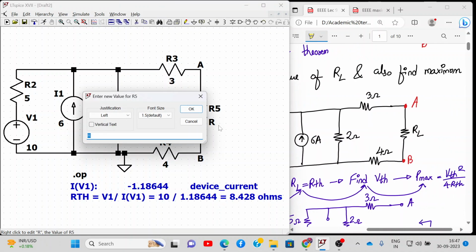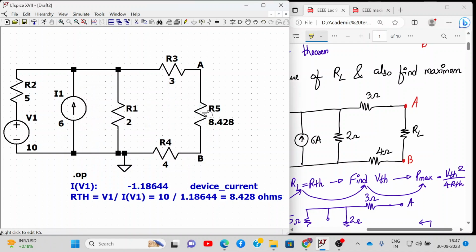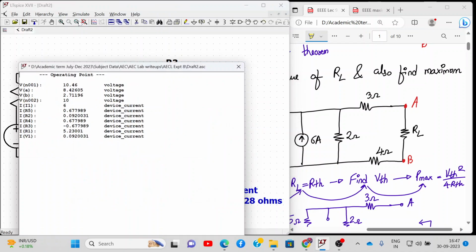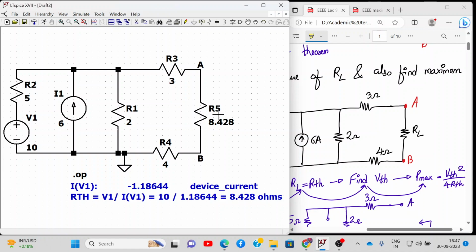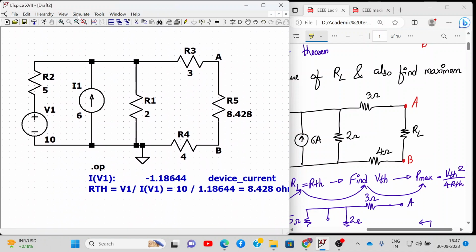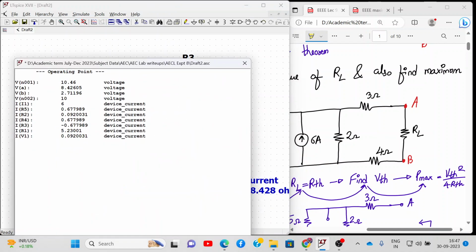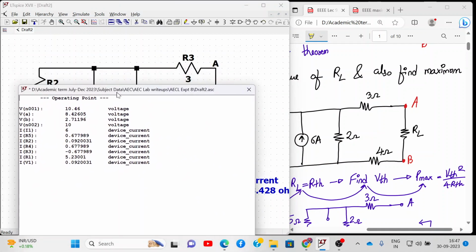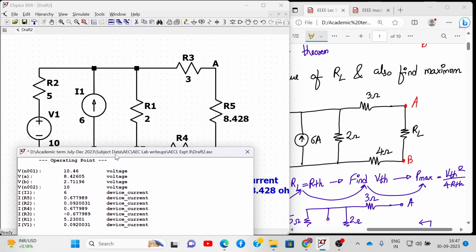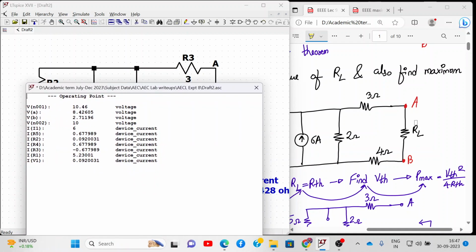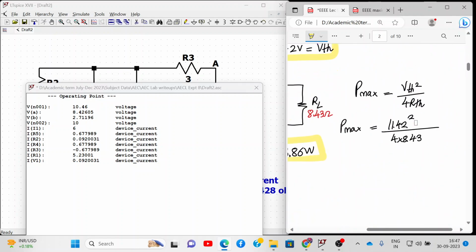Now the resistor value is what I got. I'll substitute it as 8.428. All right. So that's the resistor value. Now in order to find the power, we need to simulate the circuit. Okay, and place my cursor over here near R5. I guess I'll get the value over here. So the current flowing through my resistor R5 will be how much?